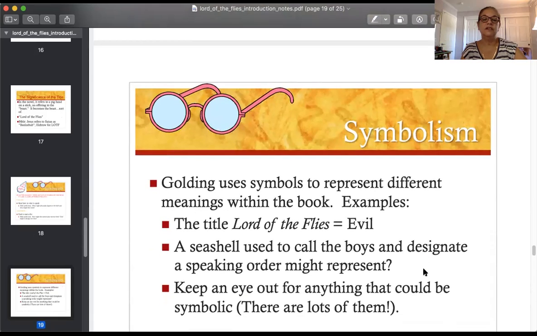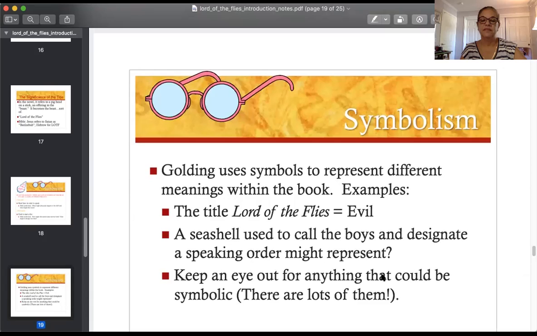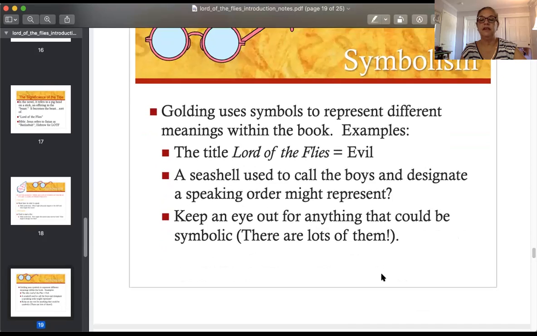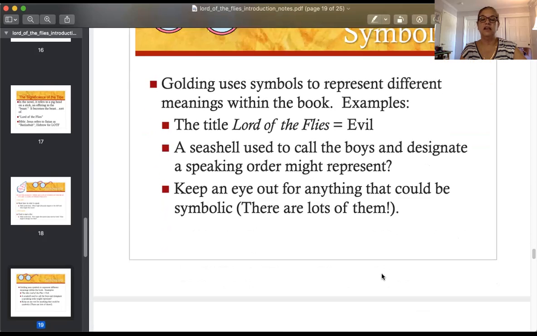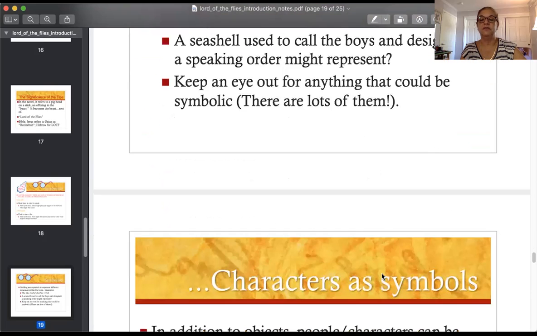And Golding in the book uses these symbols to represent different meanings within the book. For example, the title Lord of the Flies represents evil. The conch shell is used to represent order in society. So keep an eye out and make notes and annotate on anything that could be symbolic. And there's a lot of symbols in here.